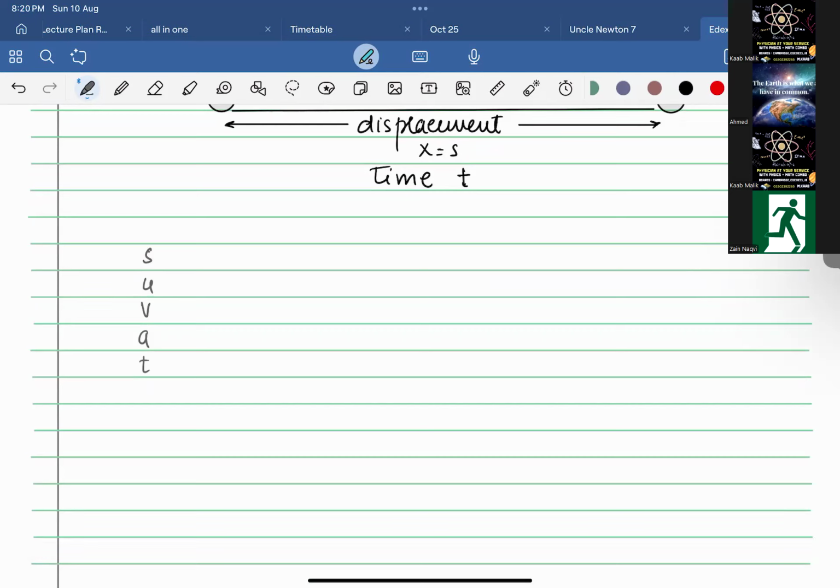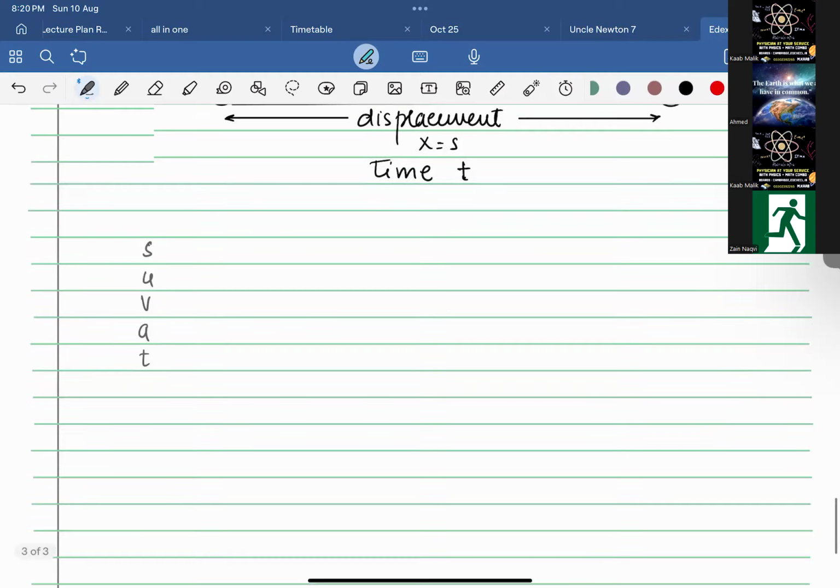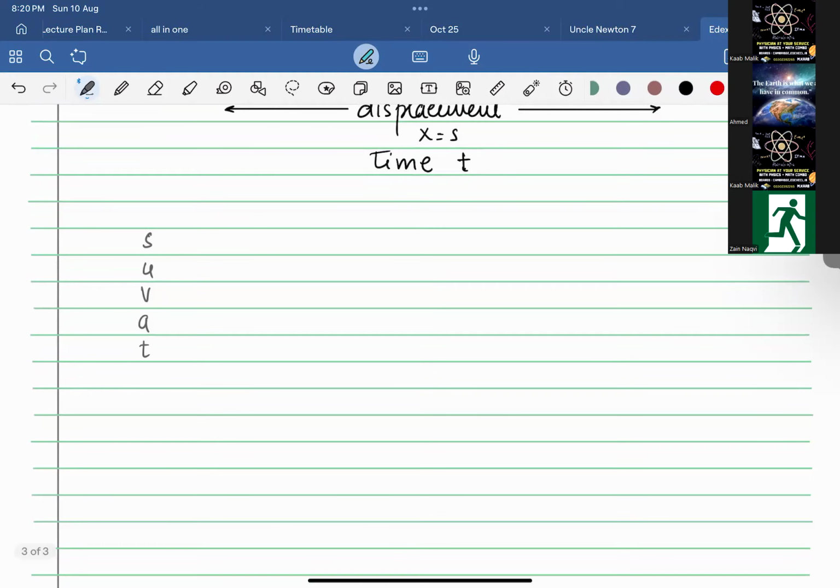I'll show you as well. If you open Unit 1 of any Edexcel paper, you'll find all the formulas that they are going to give you in the exam. The rest you have to remember. They won't give you all the formulas, only some basic ones, and you should be able to derive the other formulas.